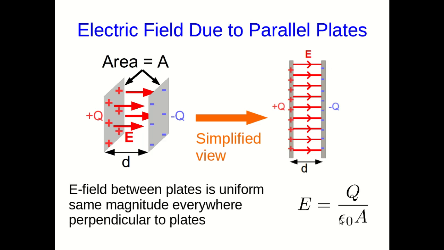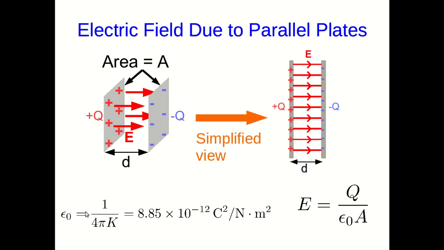And it turns out this is the value of the magnitude of the E field in there. That Q is the charge on the plates, that A is the area of the plates, and this epsilon naught is a physical constant we haven't met before. But there it is, and it turns out to be closely related to Coulomb's constant K, which is right here.